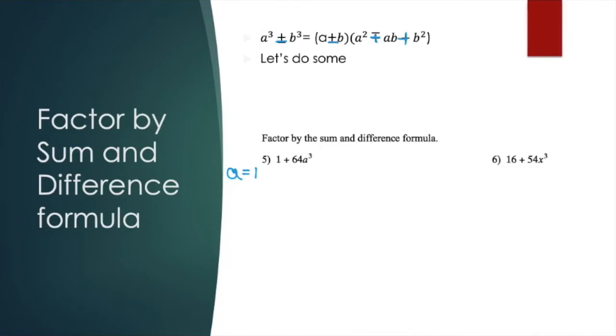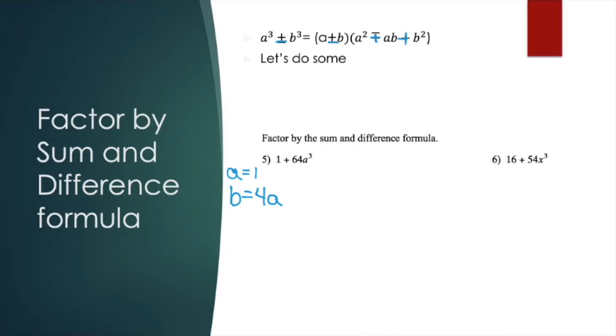What's our B value? 64. What is being cubed to equal 64? 8 times 8 times 8 is not 64. 4 times 4 times 4 is 64. And it's A because 4A to the third power is 64A to the third. Are you with me so far? I'll let you write it down.